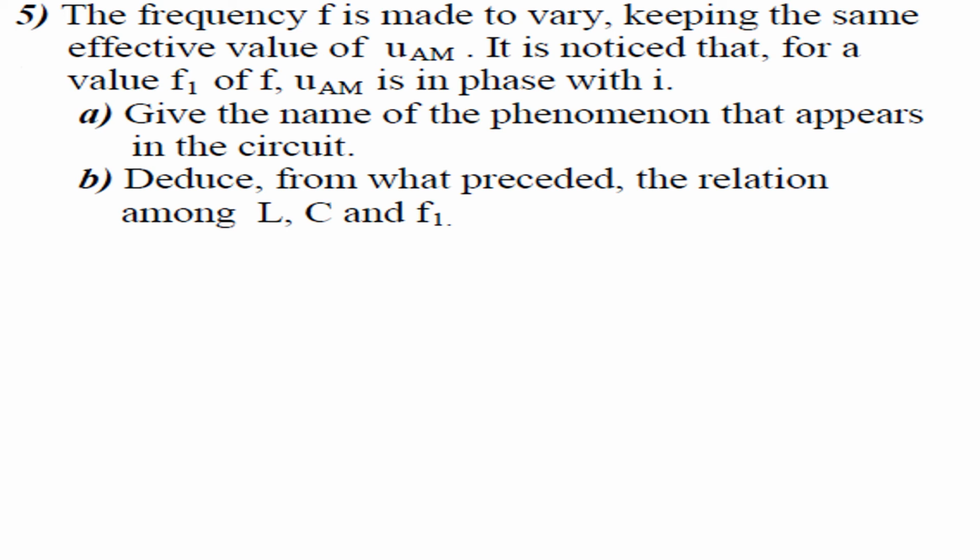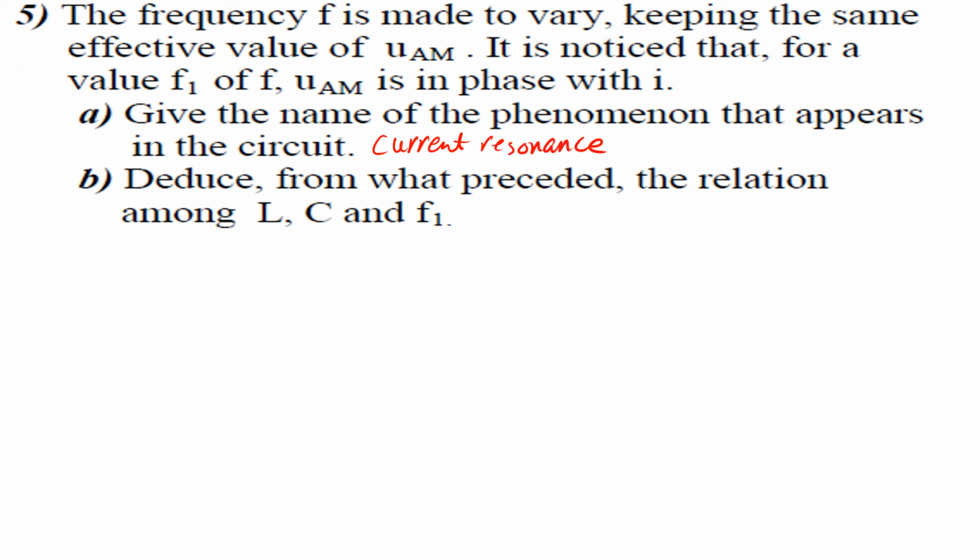Number 5, the frequency F is made to vary, so it is changing, keeping the same effective value of UAM. It is noticed that for a value F1 of F, UAM is in phase with I. Give the name for the phenomenon that appears in the circuit. Okay, since they are in phase, we will call it current resonance.